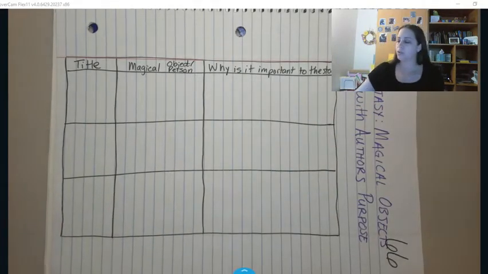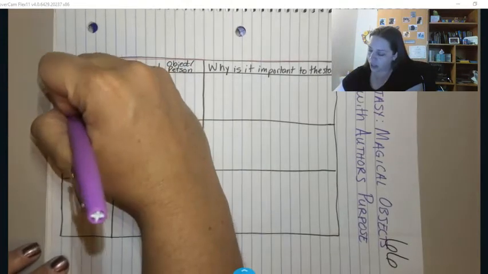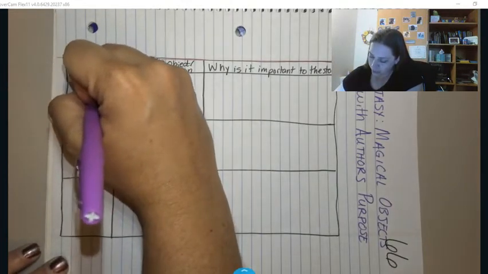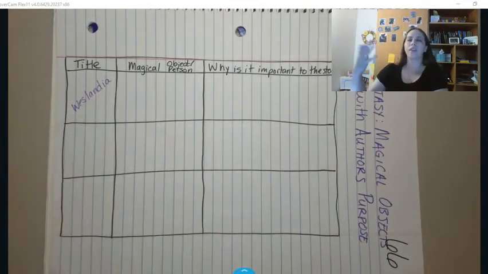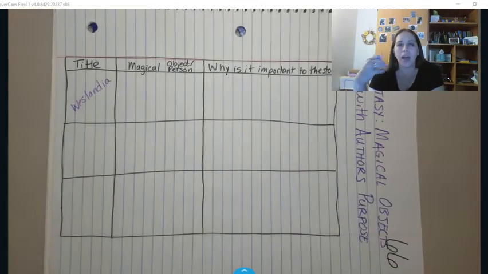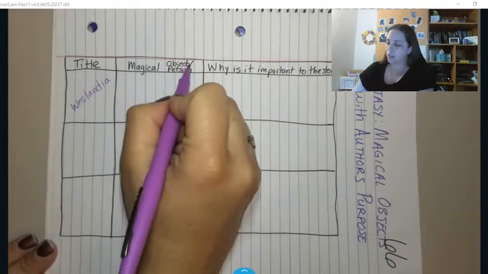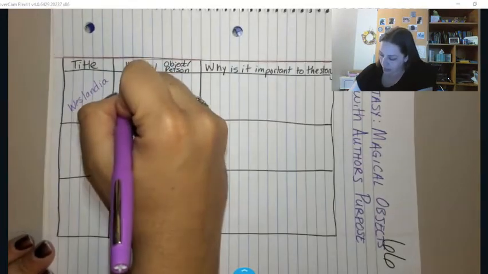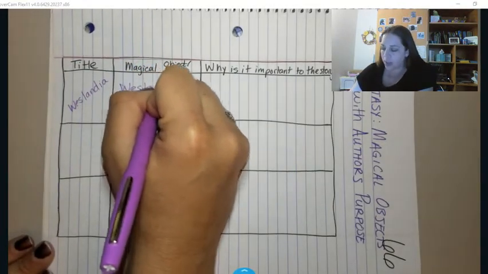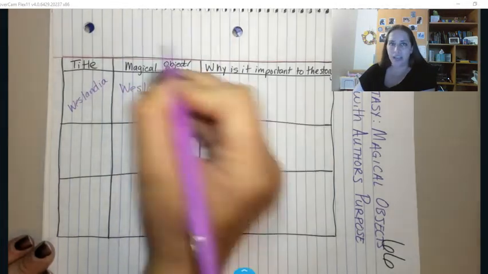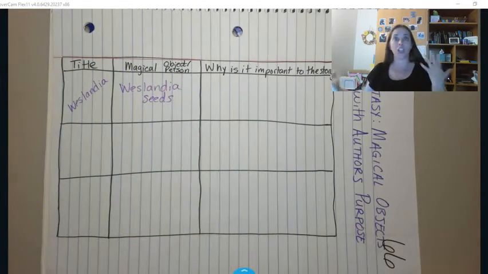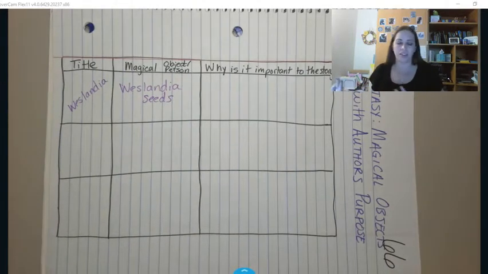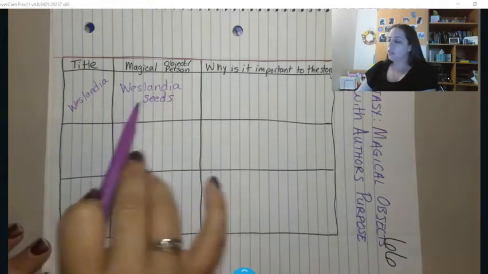All right, so the first story that we're going to talk about, our first title, is Westlandia. And when we're talking about Westlandia, I'm thinking back about the story. I know it's been a little while, but the magical object or the magical person, it was not a person, it was an object. It was those Westlandia seeds. Remember the ones that blew in on the west wind and landed and grew in his garden overnight? And then 4 weeks later, they were as tall as trees. Seeds don't grow that fast. So we have those Westlandia seeds.